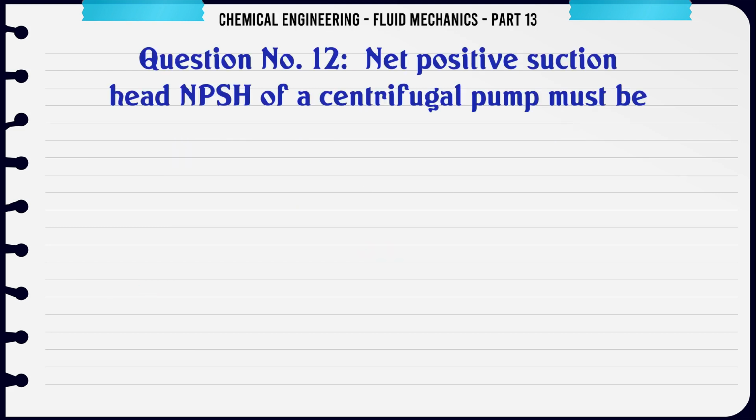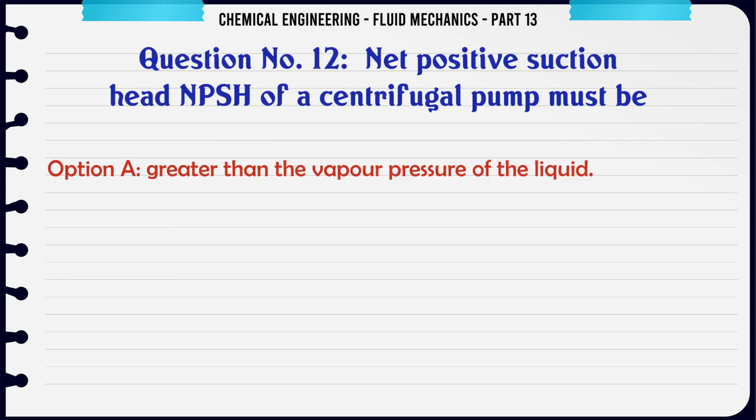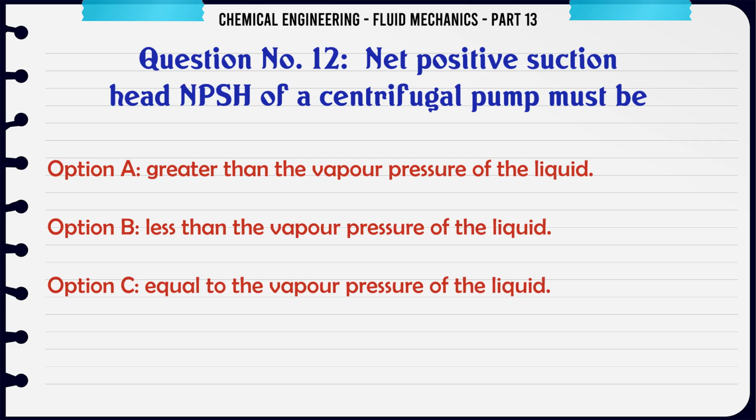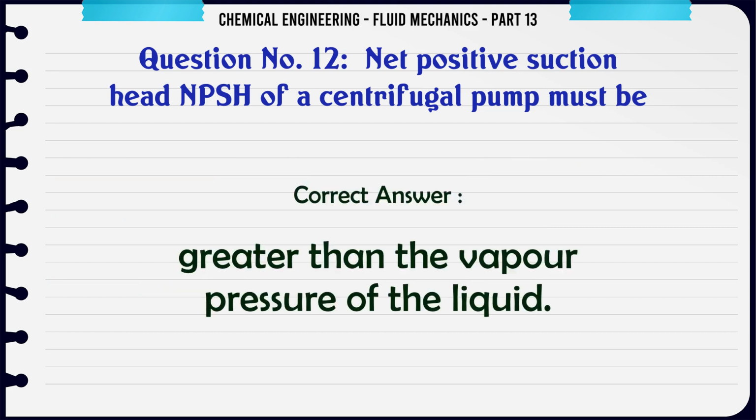Net positive suction head, NPSH, of a centrifugal pump must be A. greater than the vapor pressure of the liquid, B. less than the vapor pressure of the liquid, C. equal to the vapor pressure of the liquid, D. less than barometric pressure. The correct answer is greater than the vapor pressure of the liquid.